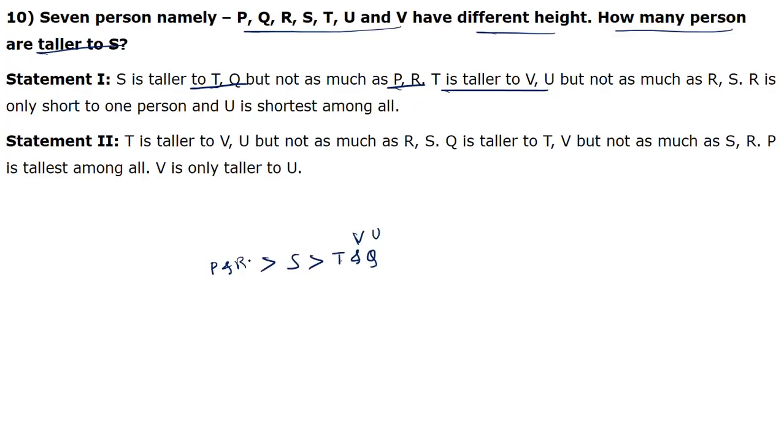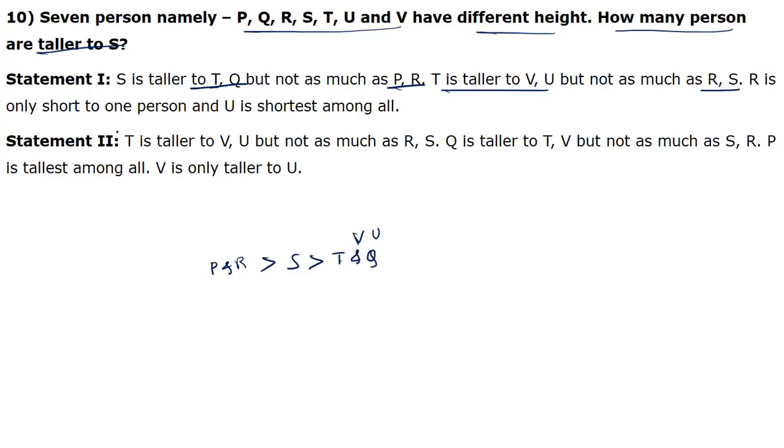So there are 7 persons, 1, 2, 3, 4, 5, 6, 7. So therefore there are 2 persons, that is P and R, taller than S. We need to check further, but let's check. T is taller than V and U, but not as tall as R and S. So that is also correct.